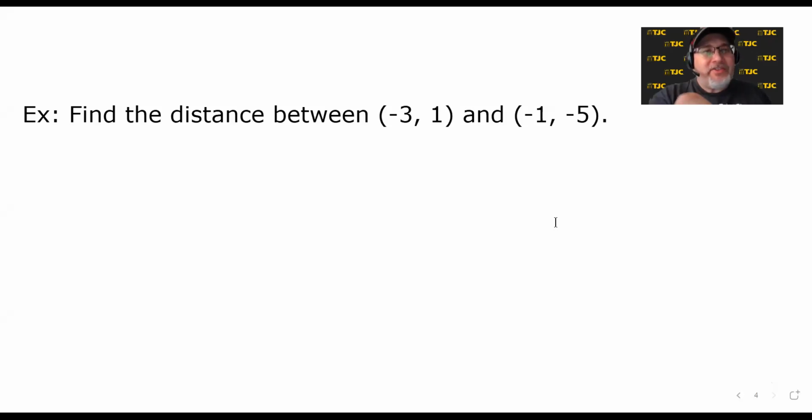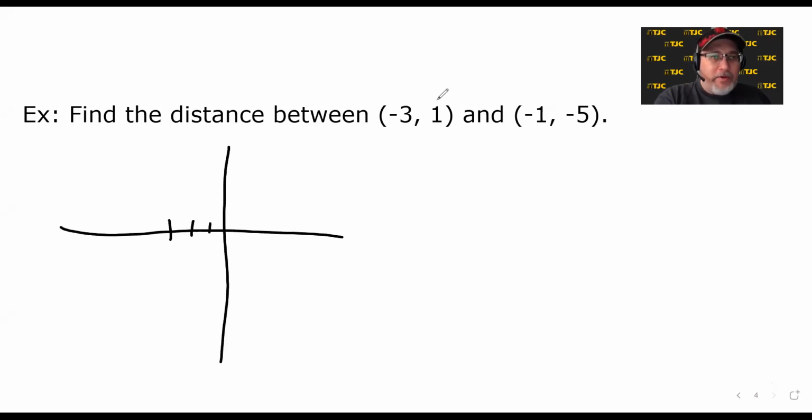Now, it's not necessary to draw the picture of this, but just to kind of wrap your mind around what it is we're looking for. If we were to find the points -3, 1, which would be in quadrant 2, and -1, -5, which would be in quadrant 3, we're being asked, what does this distance equal? We don't have to draw the picture to find it, but that's what we're being asked.